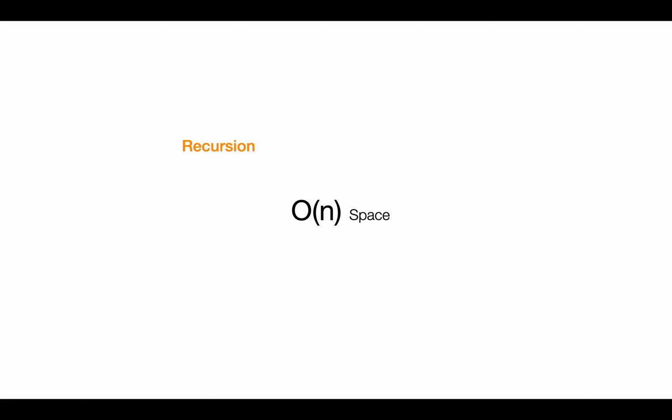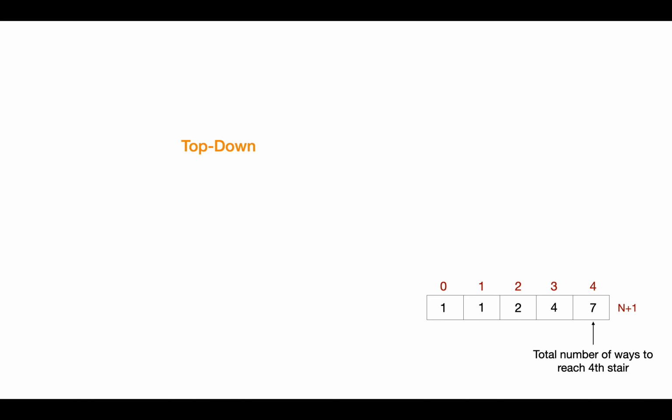Now talking about top-down and bottom-up approaches. In top-down approach, we are taking an array of size n to store the result at each step. So all the repeating recursive calls are going to cancel out and we will only be calculating the result at each step only once. We're not repeating calculations of any value.